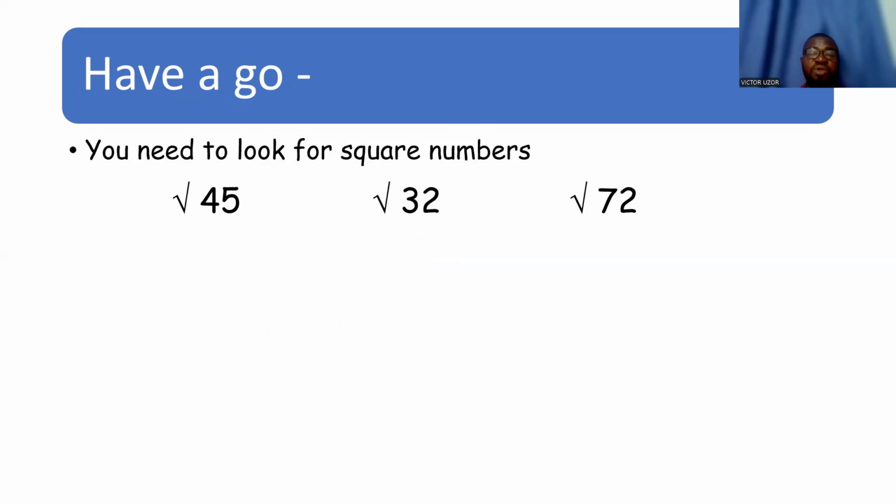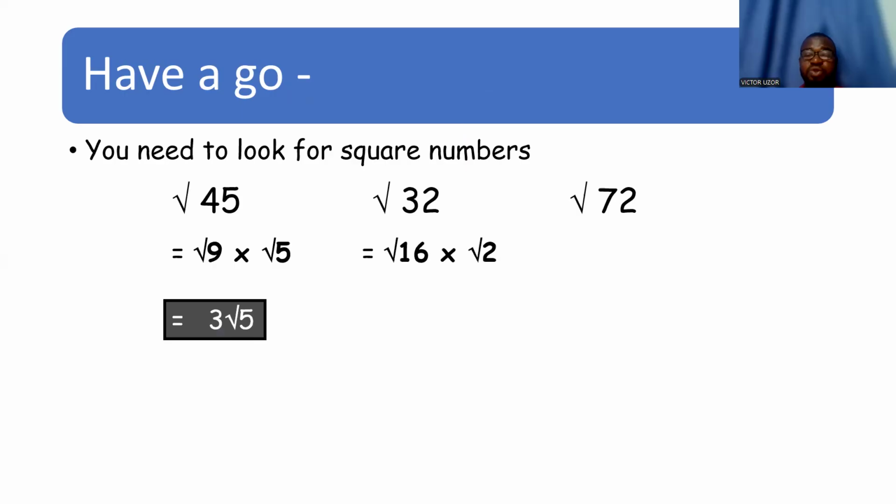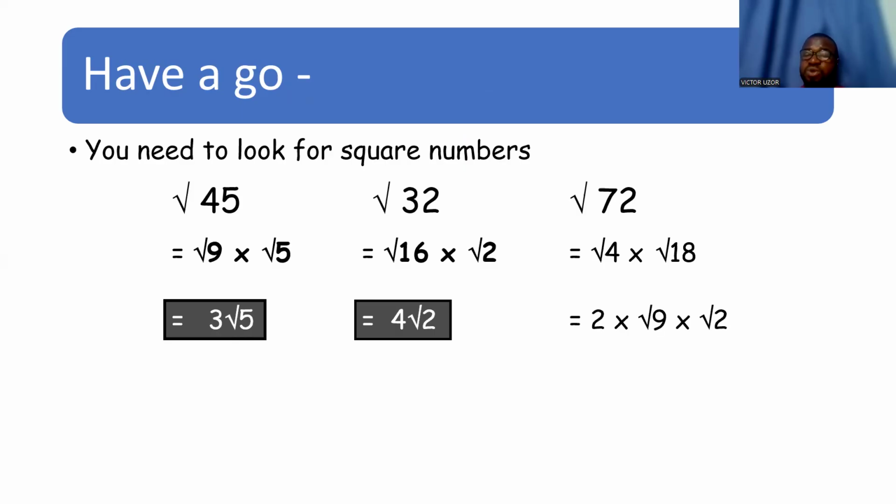For example, 45 can be 9 times 5. I can find the square root of 9, which gives me 3 root 5. 32 is 16 times 2. I can find the square root of 16, which gives me 4 root 2. 72 is 4 times 18. I can find the square root of 4, and even the 18 can also be divided, so I can find the square root of 9 and multiply it together. It will give you this. That is how to simplify surds.